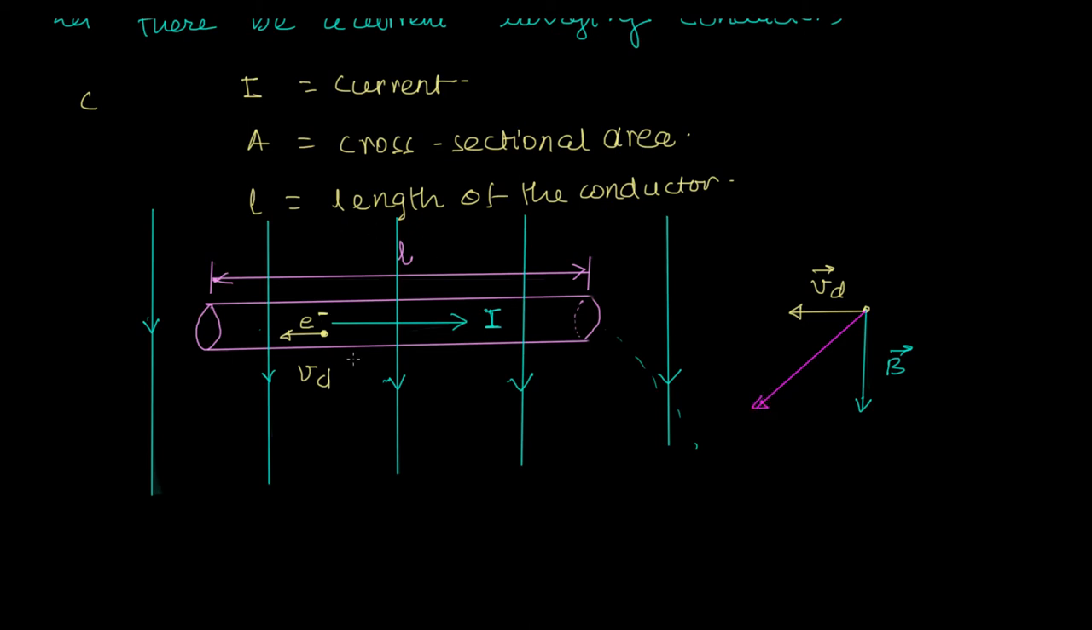This gets multiplied by this E, right? Now E is negative, so the force flips. The direction of the force goes opposite, so it becomes something like that. This is the direction in which the force is experienced by one electron. Now if the electron tends to move into the paper, it will try to drag the conductor along with it.